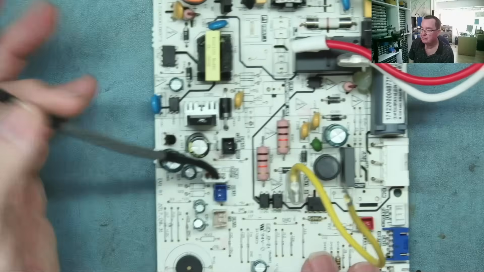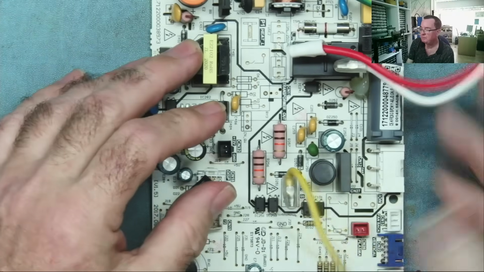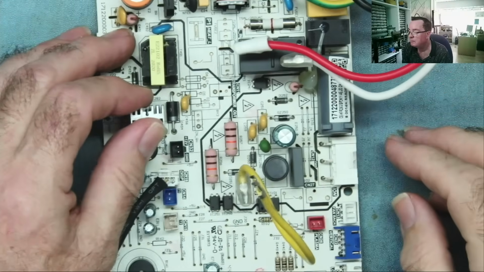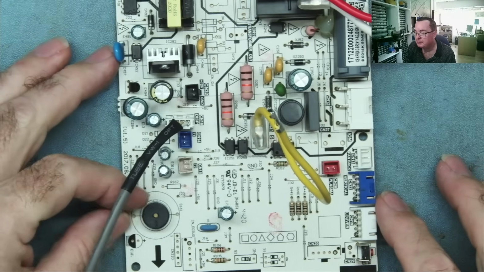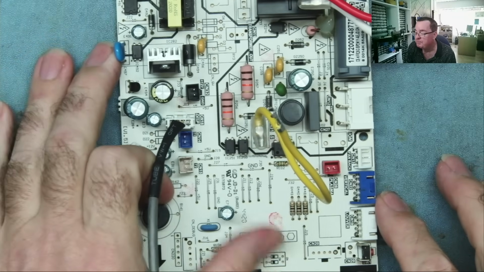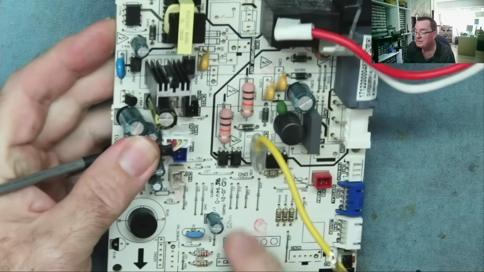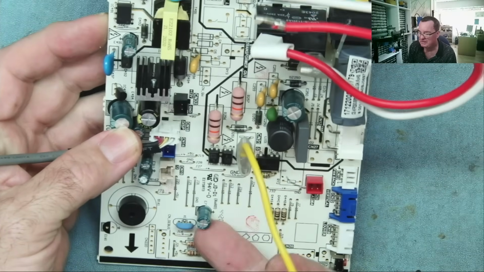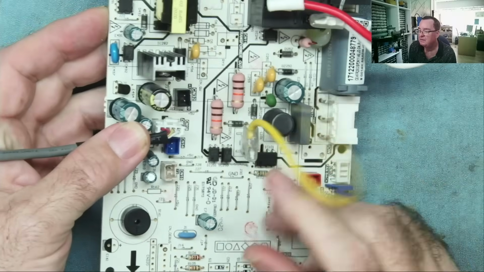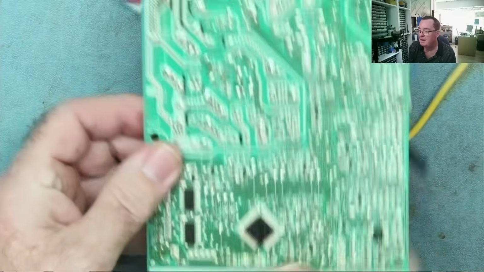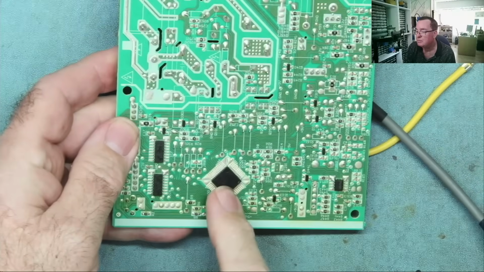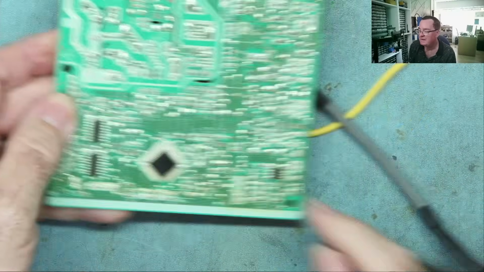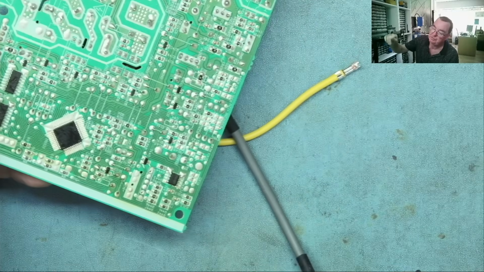We can check the continuity on the wires. I mean, these look fine, but we can. And we can check for any bad soldered joints. This thing is a resonator. It's like a crystal oscillator, really. And on the back, we have a microcontroller, which we can't really test. We have, looks like another EEPROM.